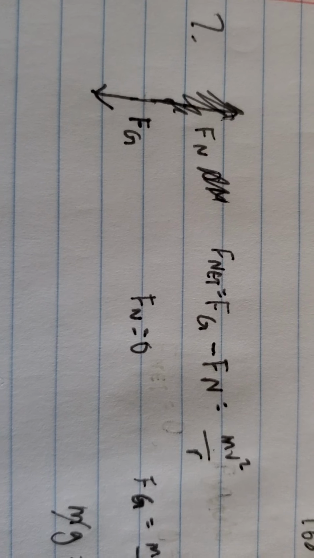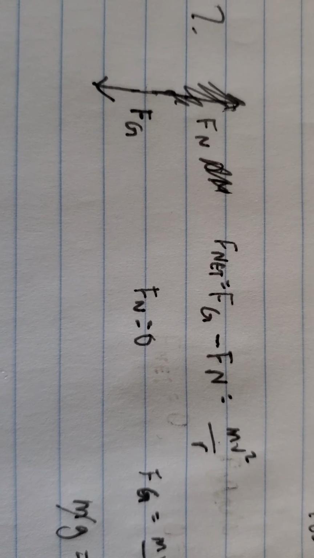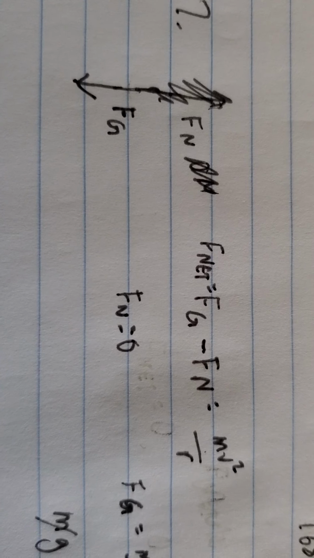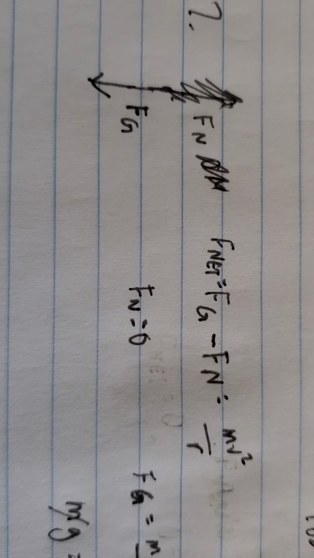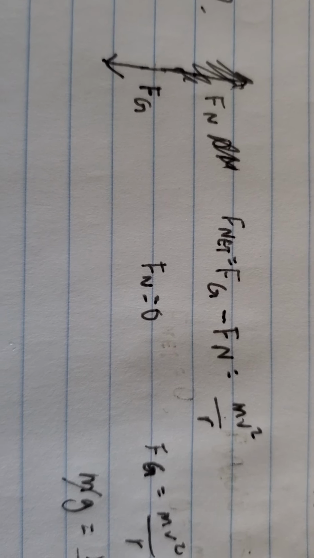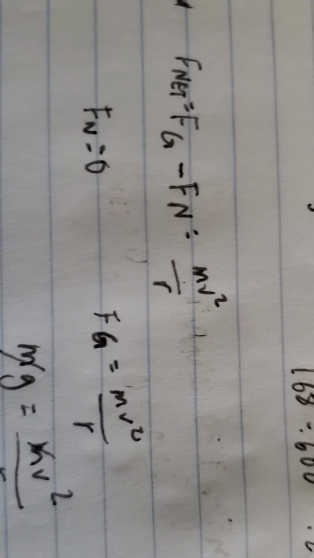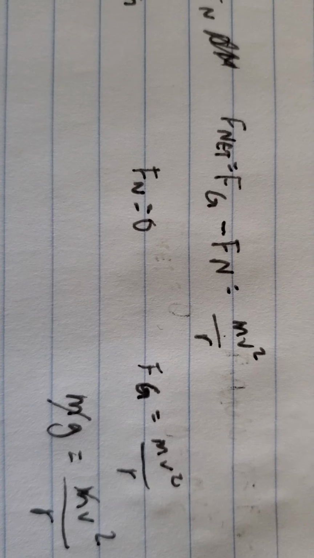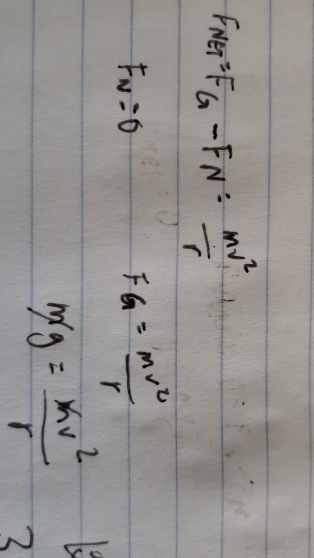So we get Fg minus Fn equals the net force. And then that would also equal the centripetal force, so mv squared over r. And then it says that the centripetal force has to equal the force of gravity. And the only way that happens is if normal force is 0, because Fg minus 0 equals just Fg. And so we get Fg equals mv squared over r. So that's why normal force has to equal 0 over here.